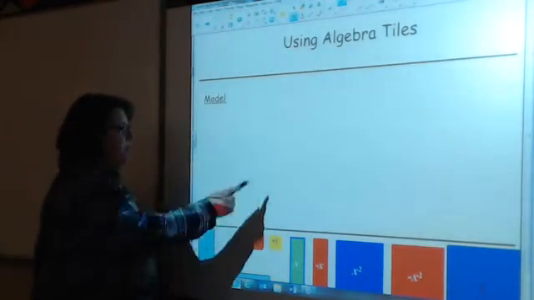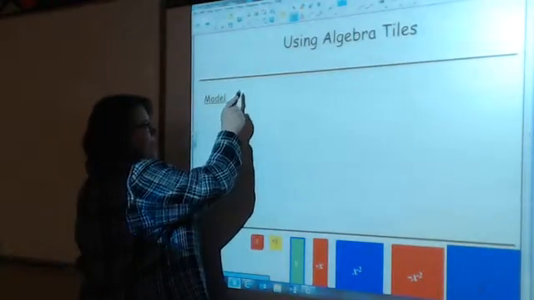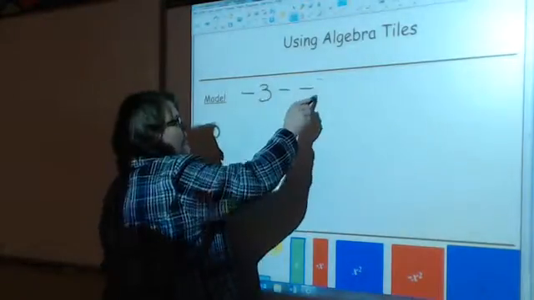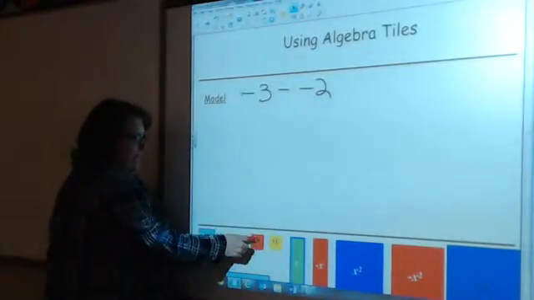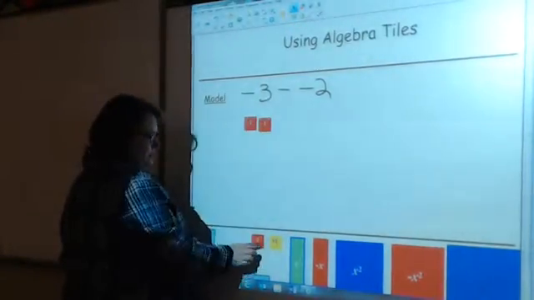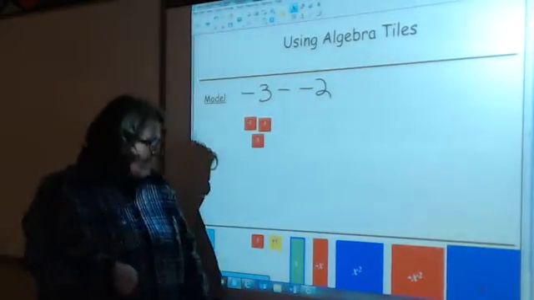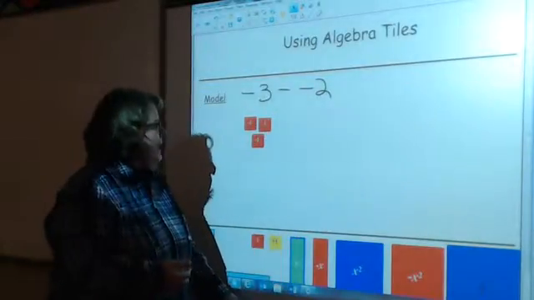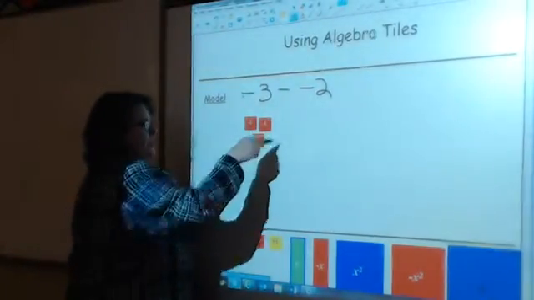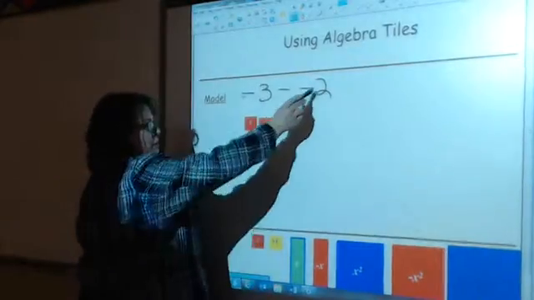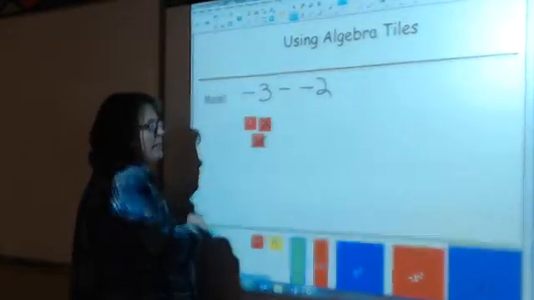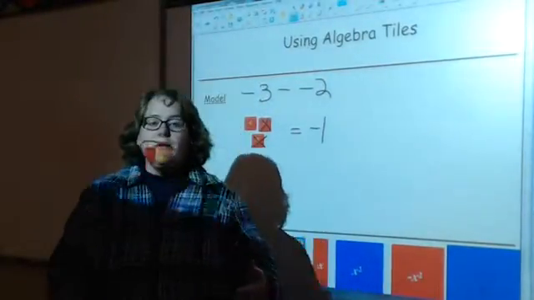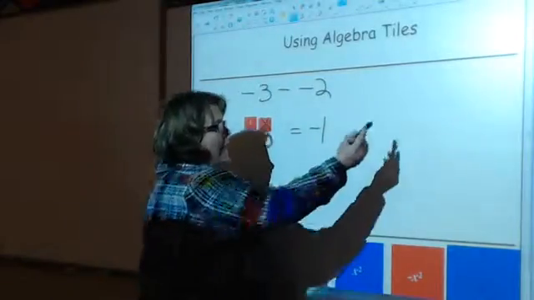So just to review, if I have a negative 3 minus a negative 2, okay? I'm going to take negative 3 counters, and I need to take away a negative 2, because subtraction means take away. So I'm going to take away a negative 2 counters. So I take away a negative 2, I'm left with a negative 1. Okay? Again, when the signs are the same, it's quite simple.